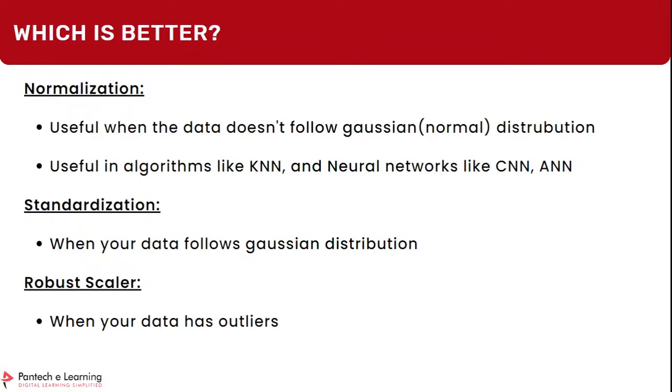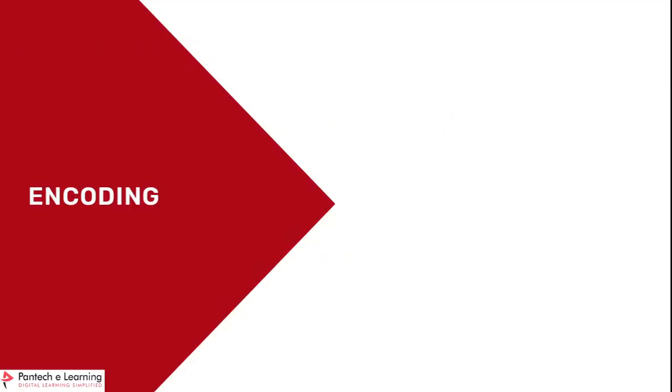Okay, and use robust scaler when you have outliers, or when your data has a Gaussian distribution. Do you guys know what a Gaussian distribution is? Bell-shaped curve. Heard about it?